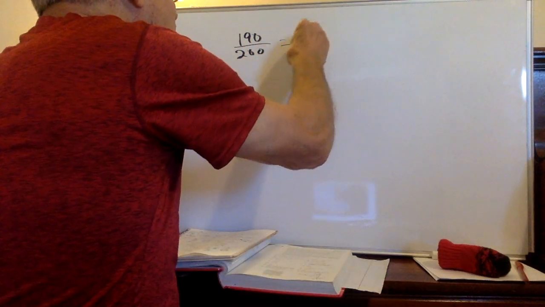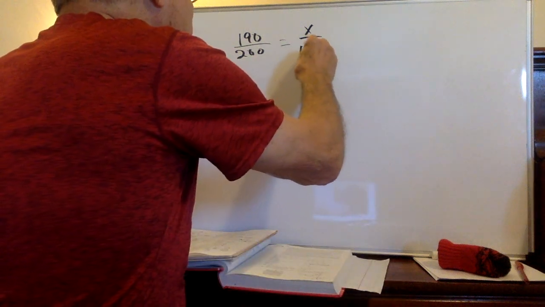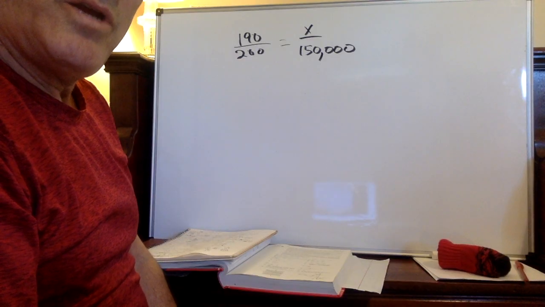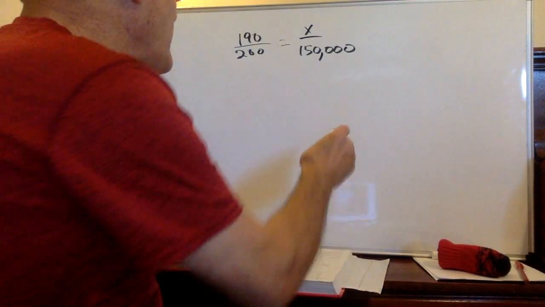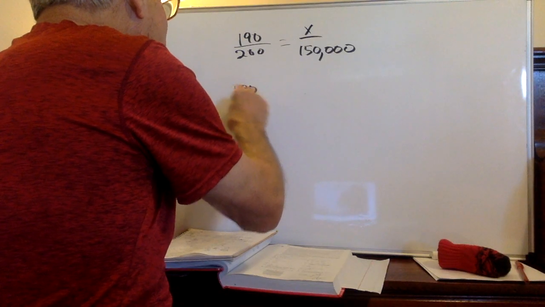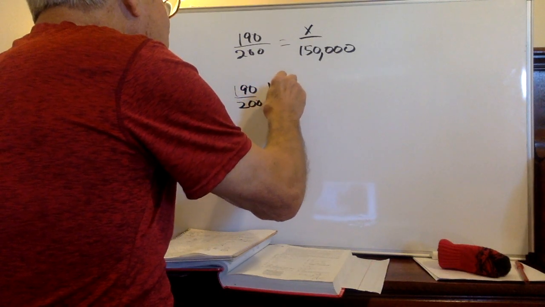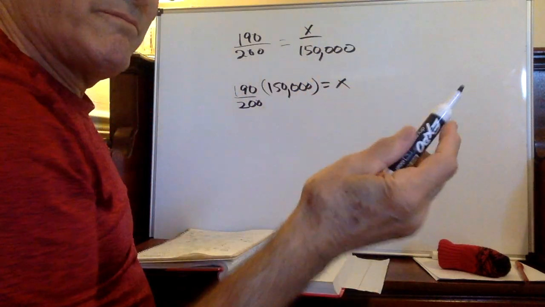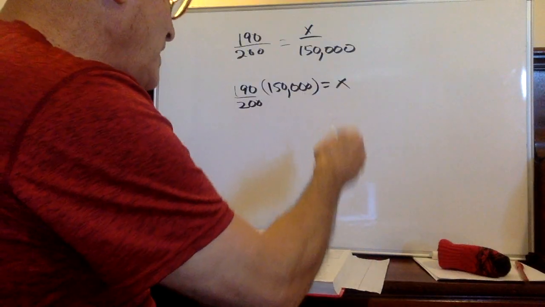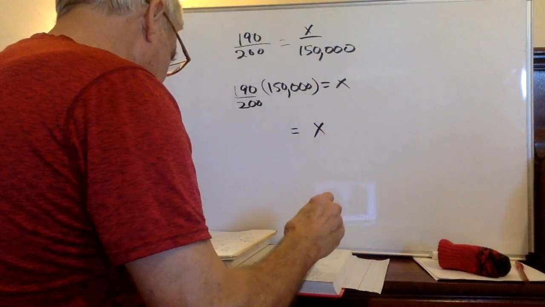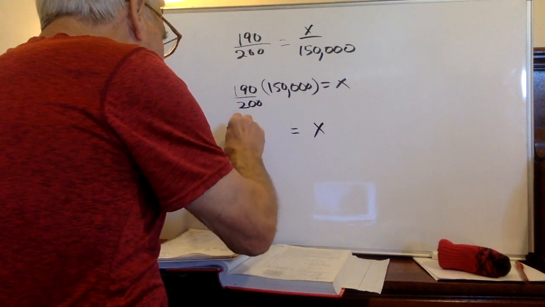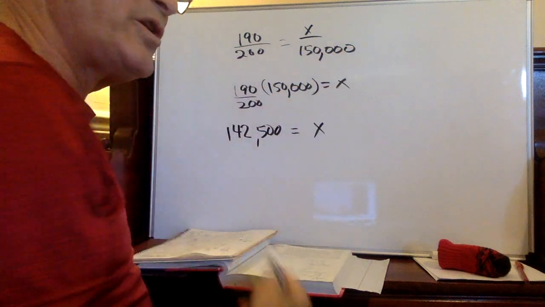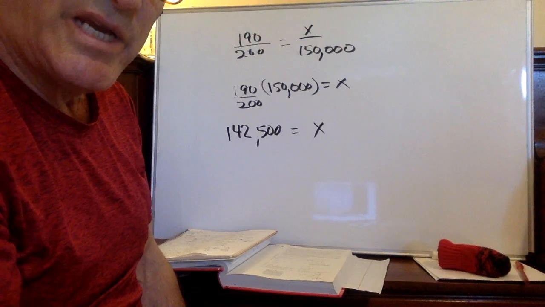So you're looking for the number that haven't seen a Dane out of the 150,000. So there's your proportion: 190 over 200 is equal to x over 150,000. Cross multiply: 190 over 200 times 150,000 equals x. You can do that by simplifying. It's just as simple. If you have a calculator, plug it in, and you should have found x is equal to 142,500. So out of the 150,000, 142,500 of them have not seen a Dane.